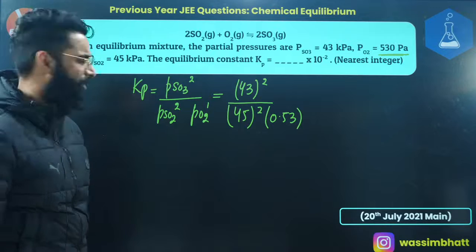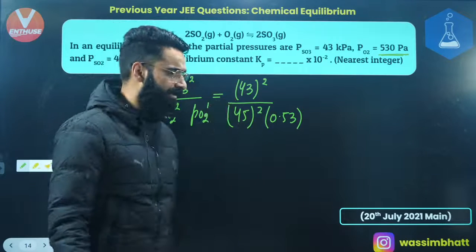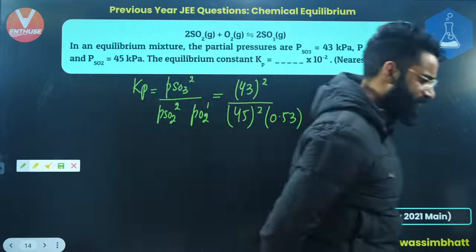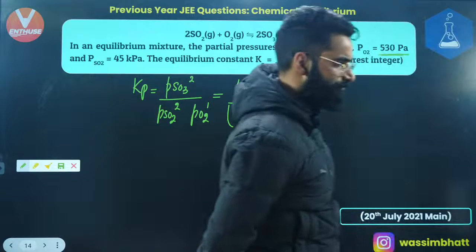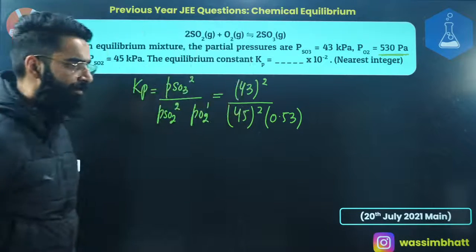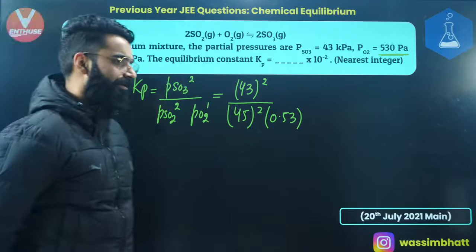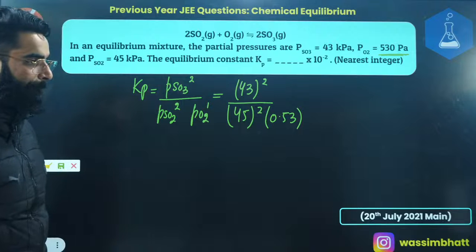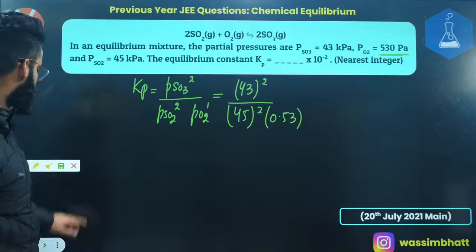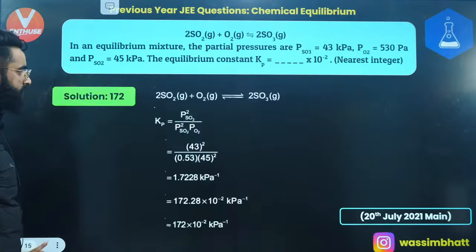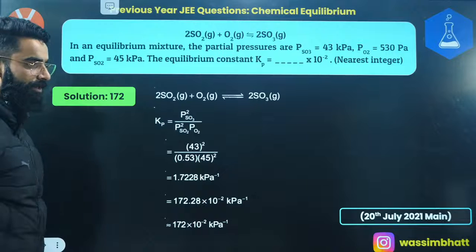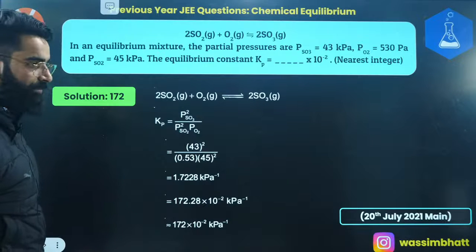Now it's going to be your turn. Do the calculation and kill the question. That's all. A very, very simple and basic question this was, correct? What is the next chapter? I'm going to start the next chapter tomorrow. It's going to be ionic equilibrium. Perfect. So let's move on to one more question. So finally you are getting the answer as 172 into 10 raised power minus 2 kilopascals raised power minus 1.